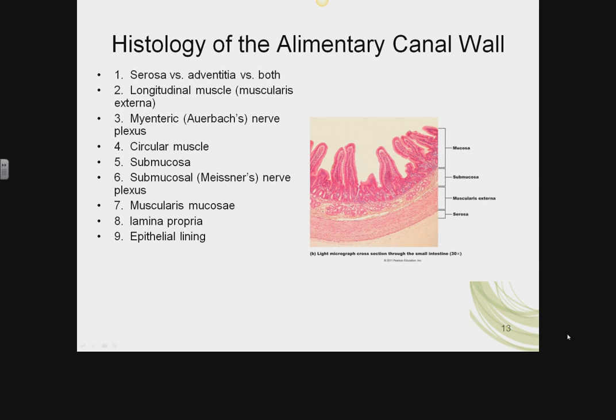We will see that both the submucosal nerve plexus as well as the myenteric nerve plexus have both sympathetic and parasympathetic influences. There's a difference between the intrinsic nervous system of the digestive tract versus extrinsic influences, and I will continue this on the next slide.